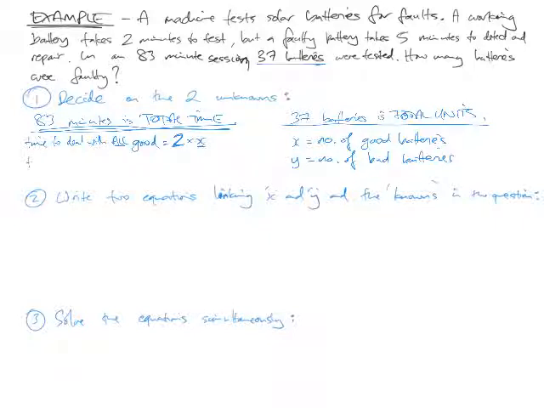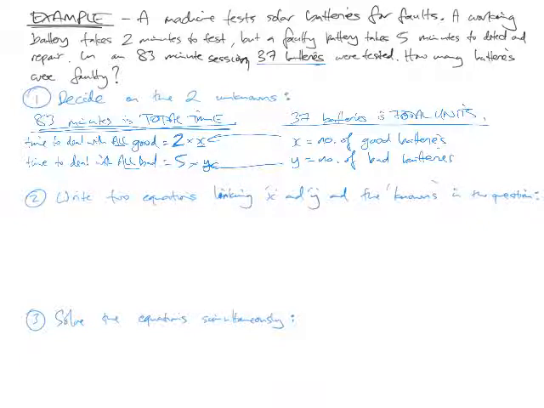I know that the good batteries take 2 minutes, and I know that I'm representing the number of good batteries by x. So the total time it's going to take to deal with just good batteries is going to be 2 times the number of good batteries. So it follows then that the time to deal with all bad batteries is going to be the longer time, 5 times the number of batteries that need to be dealt with, which is y. So I've decided now that the variables x and y are going to represent the number of good batteries and the number of bad batteries respectively.